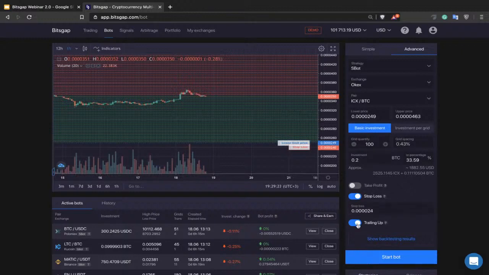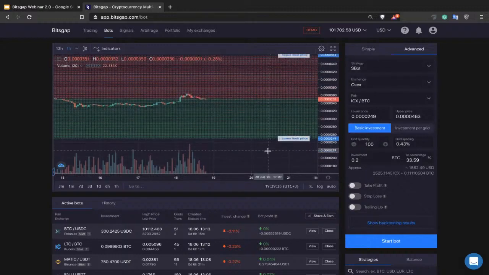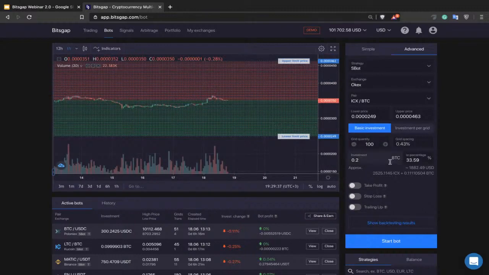The trading up I will also explain to you maybe in 8 minutes, because I have this in my presentation. But let's just initiate the bot with simple settings. So here we go. The total amount of the investment is going to be 1,800 USD, and 2,500 ICX is required to initiate the bot, and that amount of BTC is required to initiate the bot.